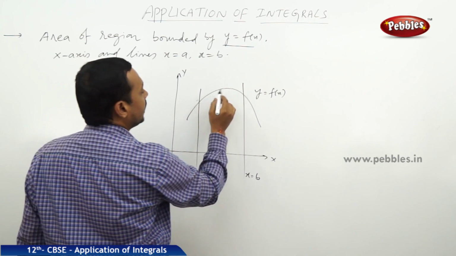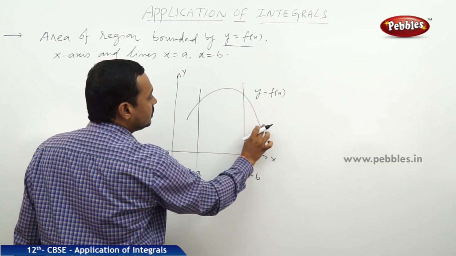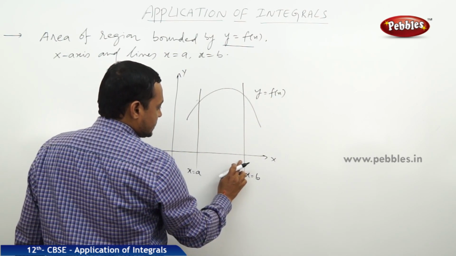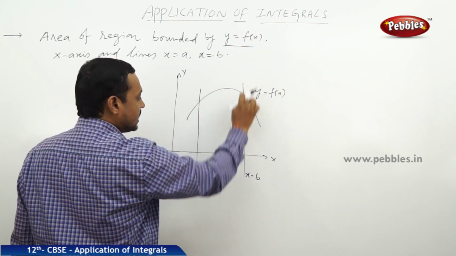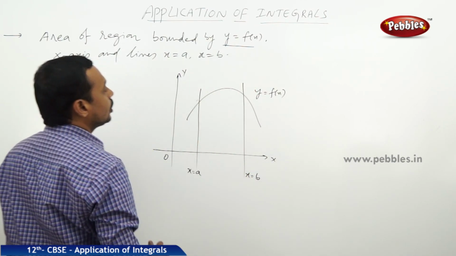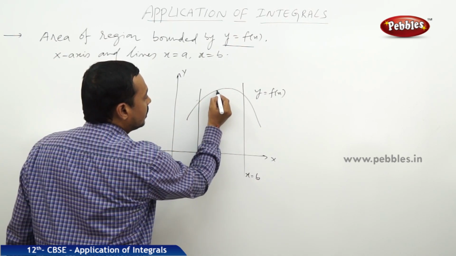Now we are going to find the area of the region bounded by this curve y is equal to f of x with x-axis and the lines x is equal to a and x is equal to b. So this part. Now to determine the area, we just consider a strip.